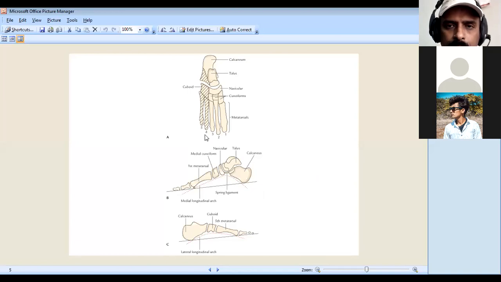So this is all you have to know about the arches of foot. For the lateral longitudinal arch, the anterior pillar is formed by the fourth and fifth metatarsals and the cuboid bone. Then the posterior pillar is the lateral half of the calcaneum. The anterior end is formed by the heads of the fourth and fifth metatarsals, and the lateral tubercle of the calcaneum. So all that will be remembered.